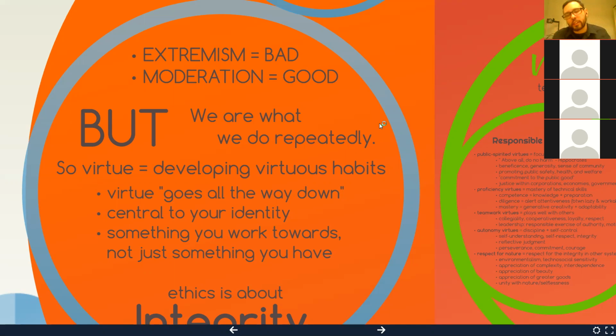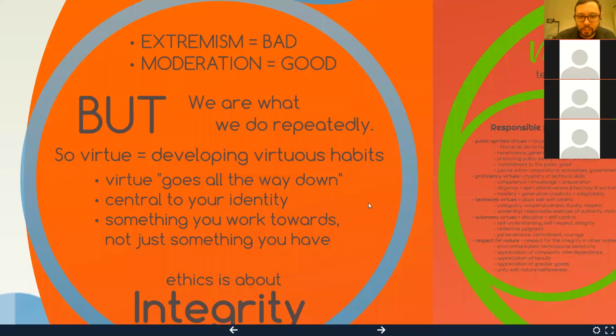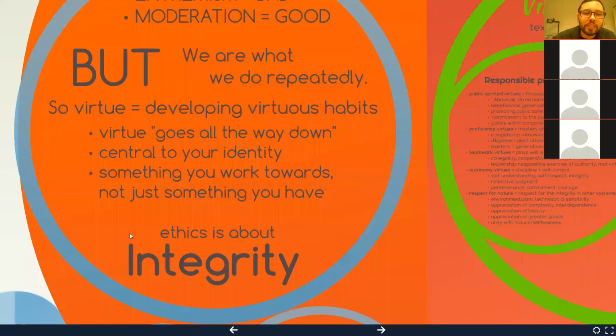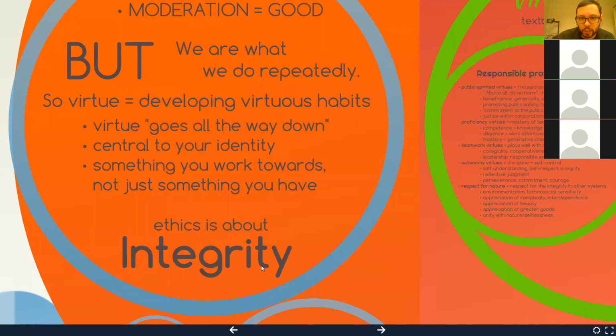The point here, I go into this in much more detail in the lecture. The point here is that virtues go all the way down to the very core of who you are, right? They're not just superficial ways of acting to meet the rules, but they're part of your very structure as an ethical agent. And this is what I mean when I say that ethics is really about integrity, that integrity is the core virtue that all the other virtues are organized around.